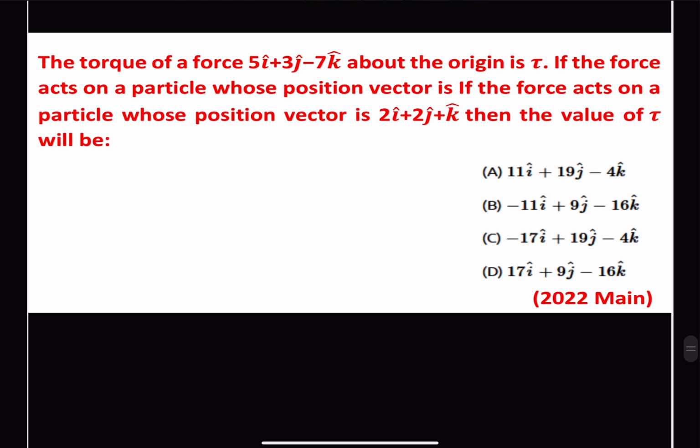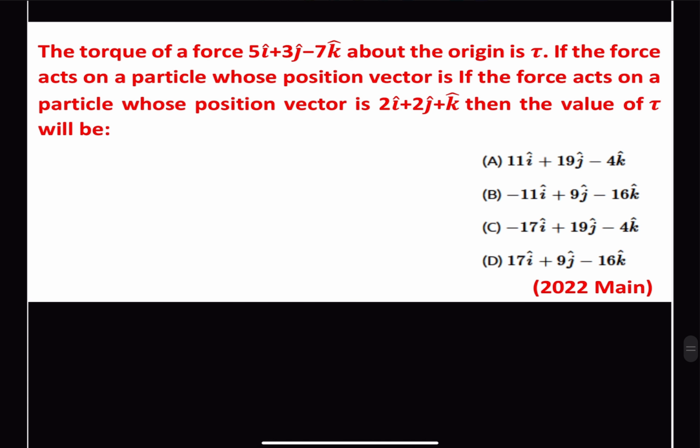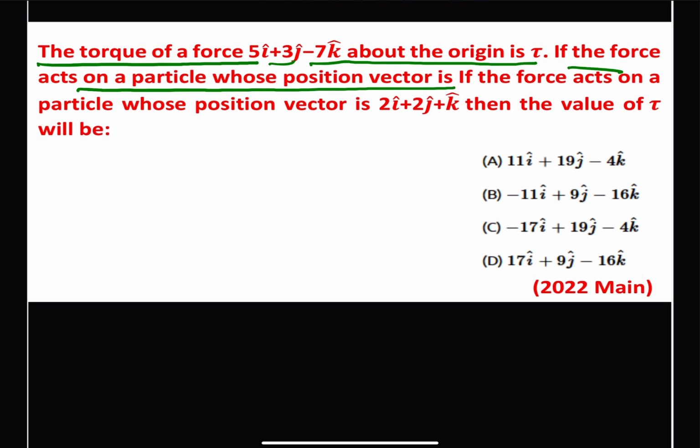Next question. It states that the torque of force 5i plus 3j minus 7k about the origin is tau. If the force acts on a particle whose position vector is 2i plus 2j plus k, then the value of tau will be. So this is quite straightforward.